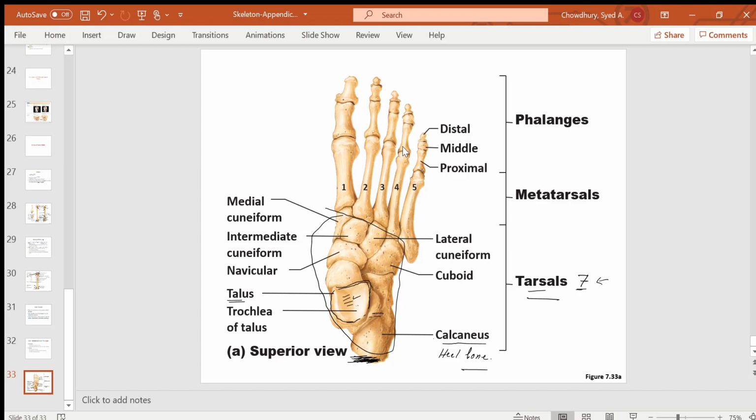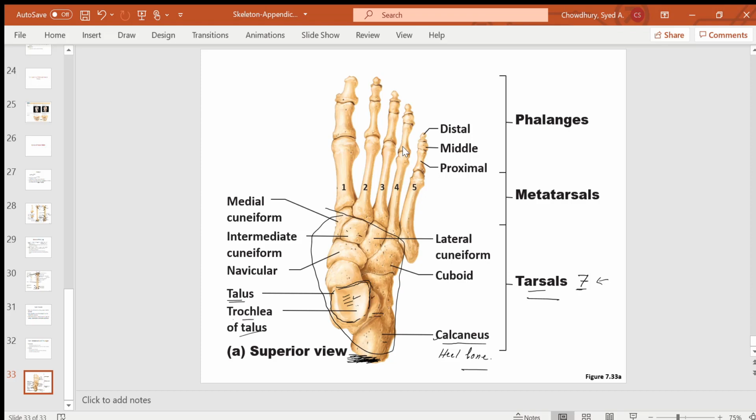So calcaneus, why is it important? Because it is the heel bone. So body weight is mostly transmitted to the ground through this one, heel bone. And in the back of the calcaneus, the strongest tendon, that is called the Achilles tendon or tendoachilles or tendocalcaneus, is attached.